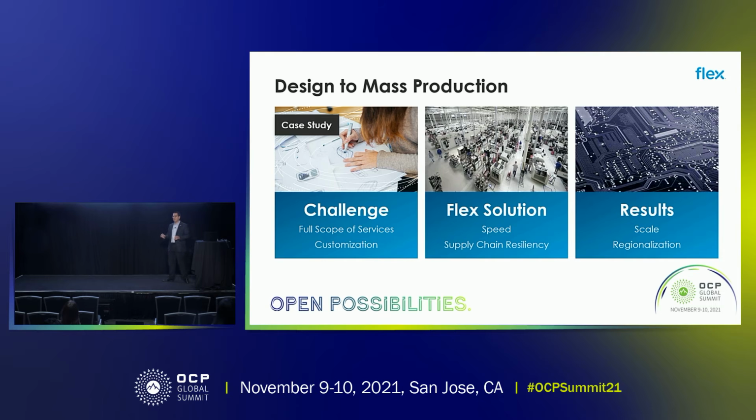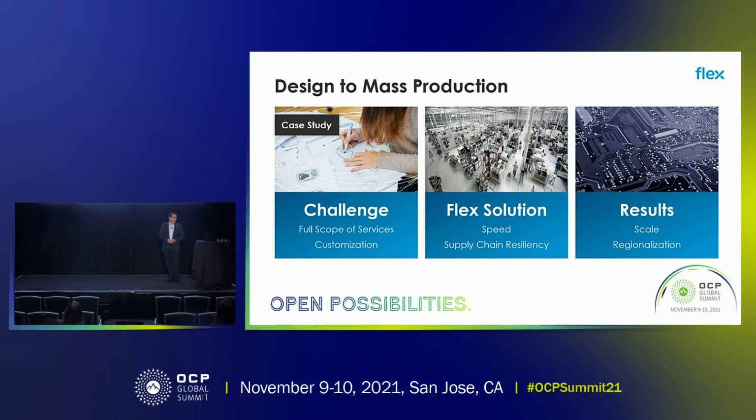Okay, so we talked a little about where Flex fits and the value we offer. I wanted to just mention one case study we have with a customer to really bring this home before we get into the hardware. So we were presented with a challenge from one of our cloud service provider customers in that they needed a custom design. Go figure, custom, right? They needed their own design.